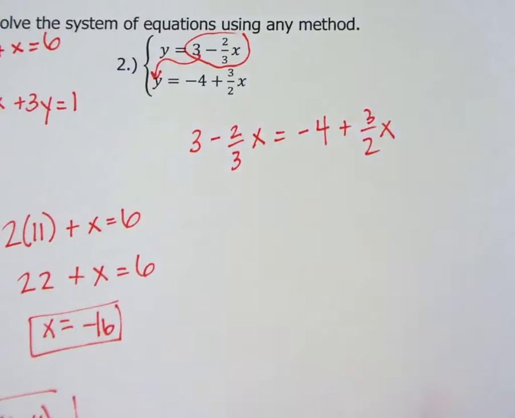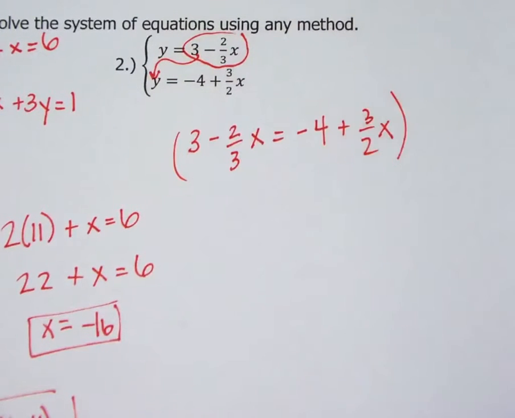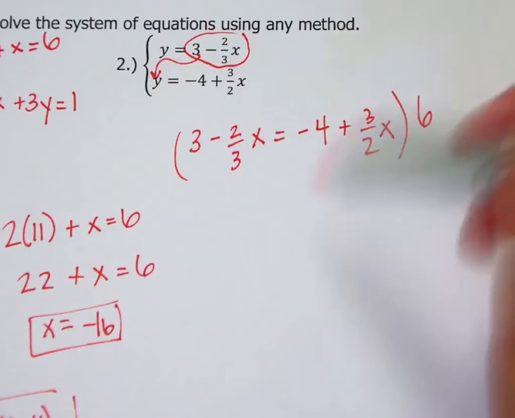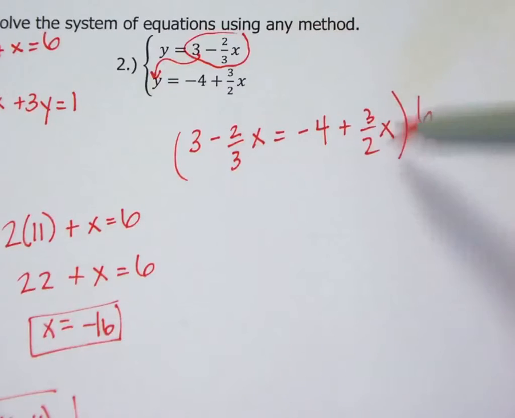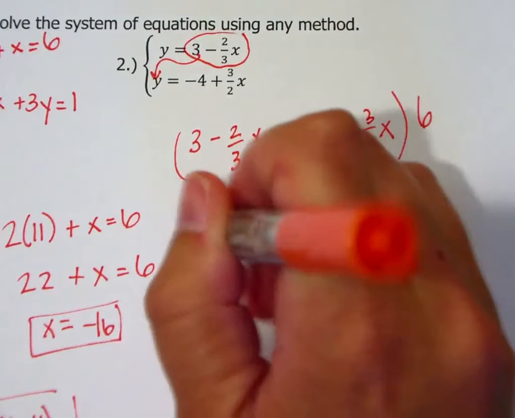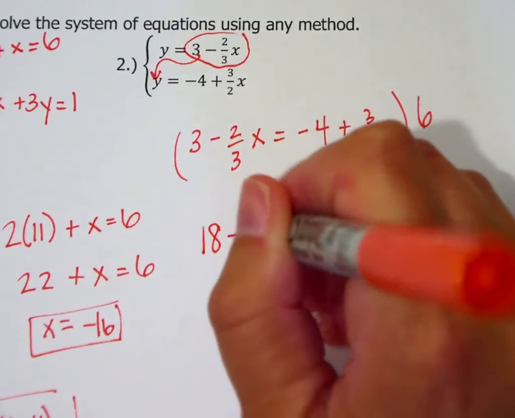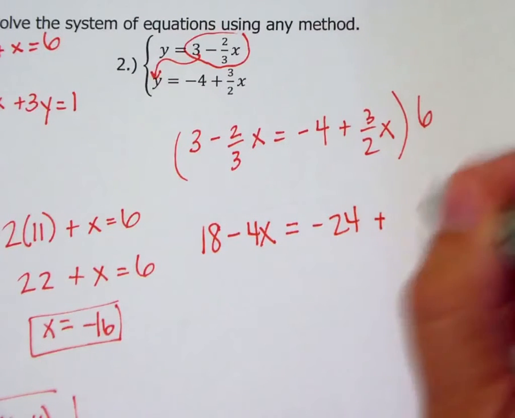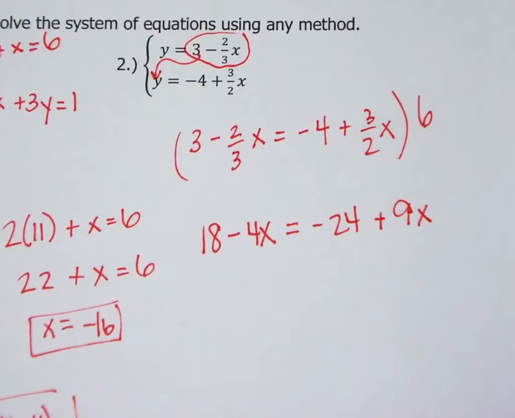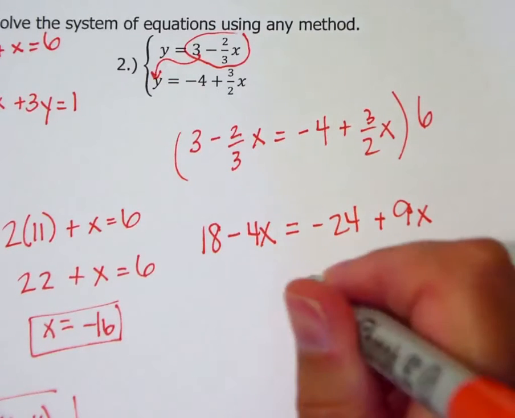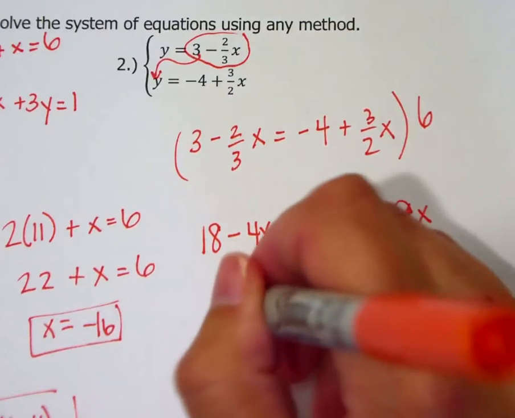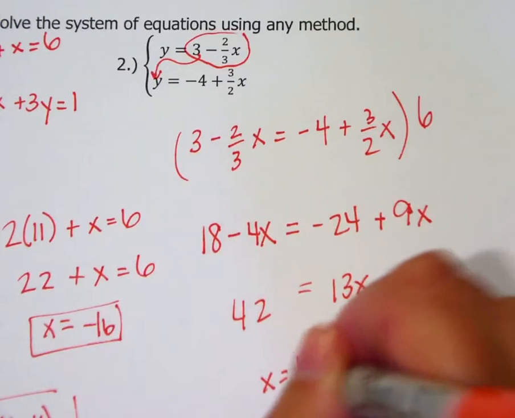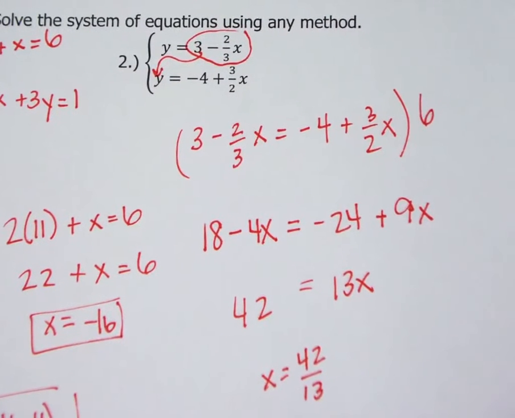linear equation. If you want to clear your fractions, as we've done in a couple other examples, we can multiply through by 6. So just watch when you multiply that through, make sure you're not getting stuck on these fractions. So this would be 18 minus 4x equals negative 24 plus 9x. From here, just group your variables on one side, constants on the other. So this gives me 42 equals 13x. So x is equal to 42 over 13.